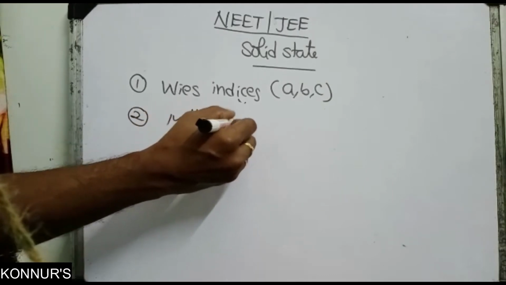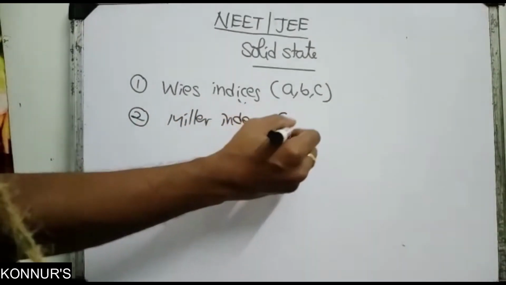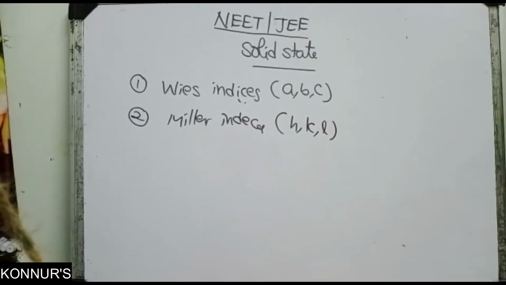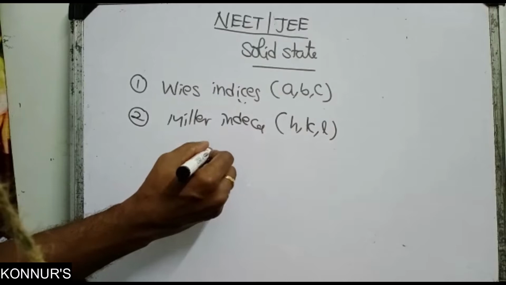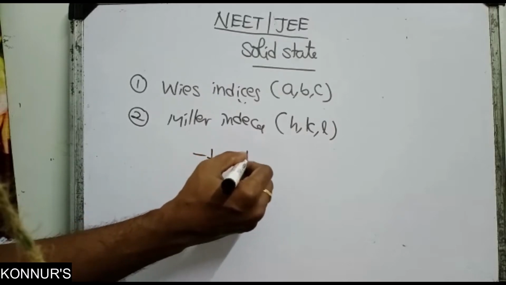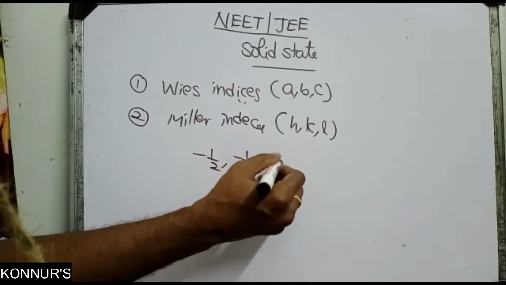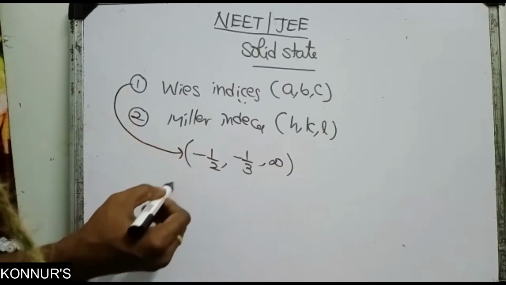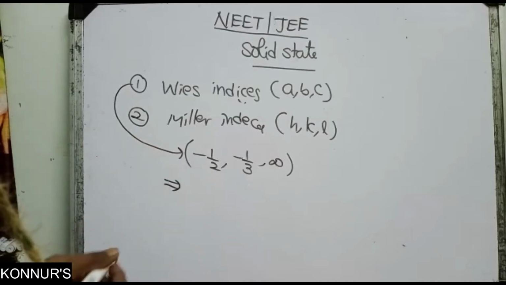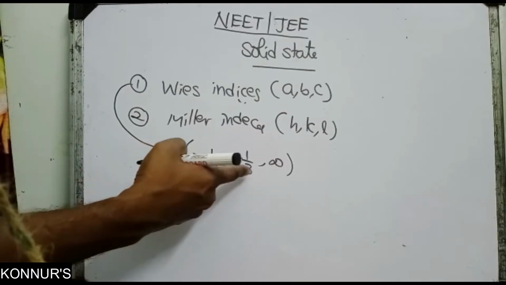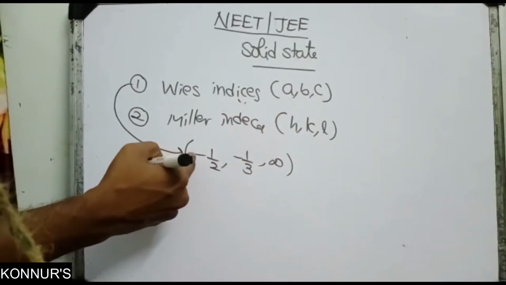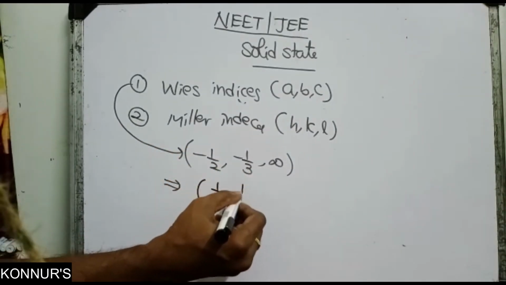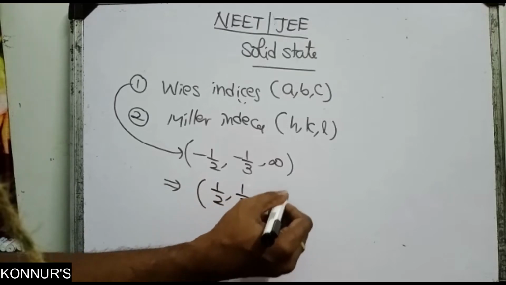Miller indices are indicated with HKL. Suppose we have minus 1 by 2, minus 1 by 3, and infinity. This is the Weiss indices. How do we convert it into Miller? These have minus signs, so you multiply with minus. Then the values become 1 by 2, 1 by 3, infinity.